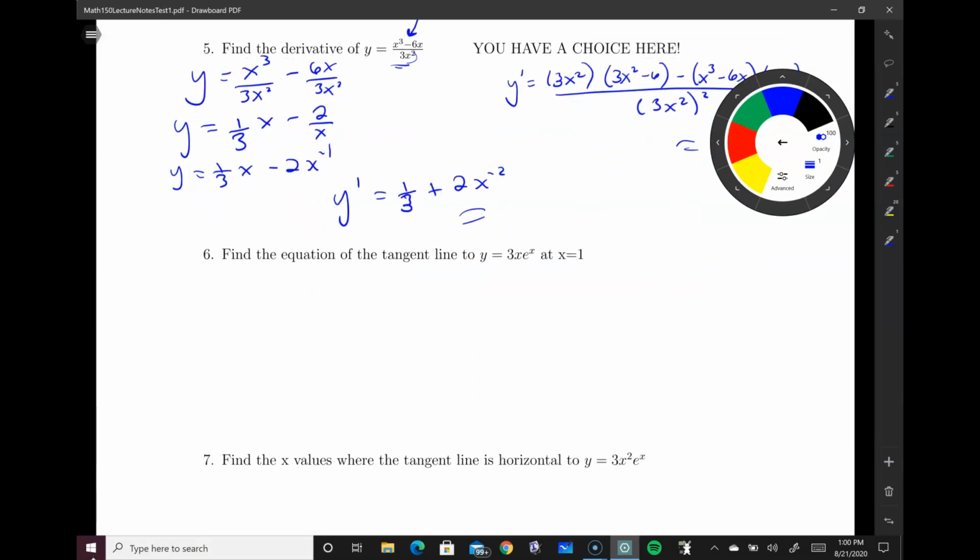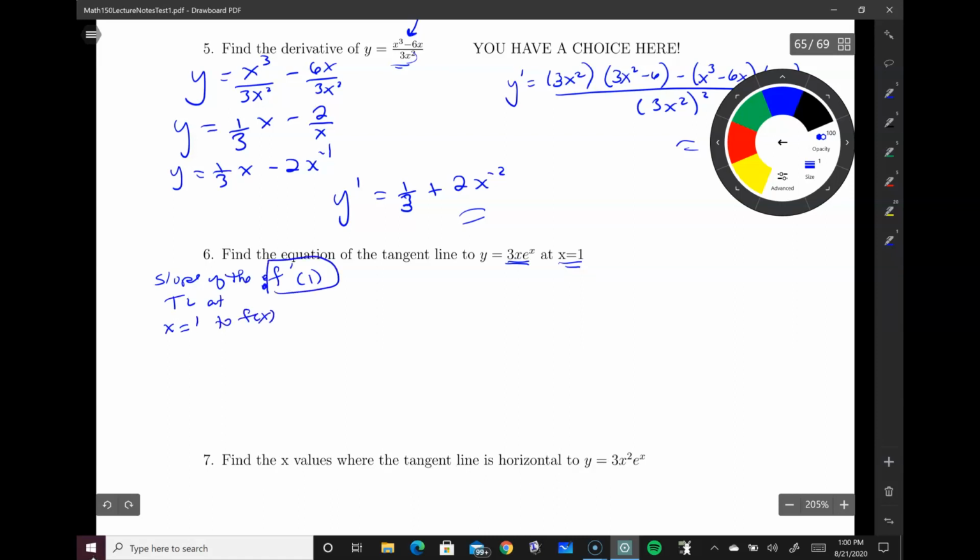All right, let's finish these off here. So I want to find the equation of the tangent line to this at this point. Okay, so I know to find the slope of the tangent line, that's f prime at 1, right? That's the slope of the tangent line at x equal 1 to f of x, right? That's what I need. Okay, so first I want to find the derivative. So the f of x is the same as y.